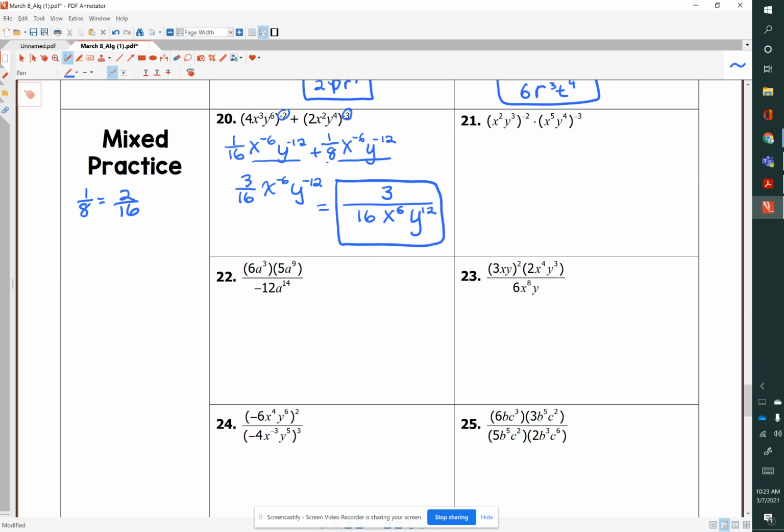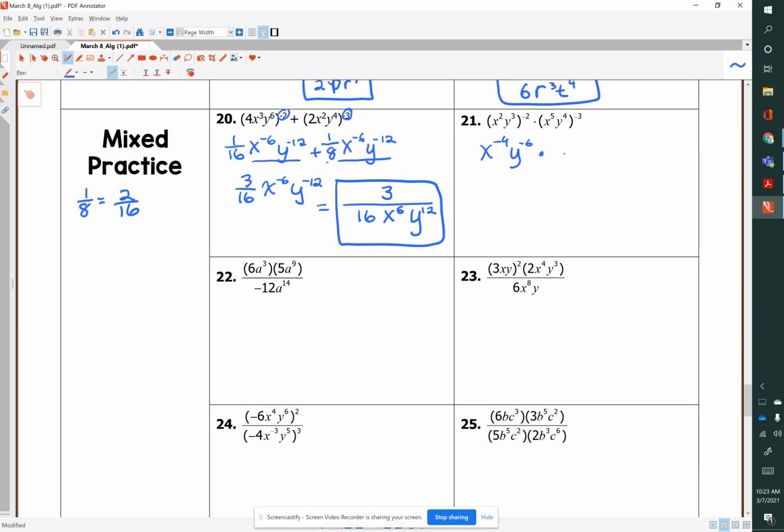Okay, number 21 is very similar, but we don't have any leading coefficients, so in many senses, number 21 is easier. So x to the second, y to the third, all of that raised to the negative 2 power, x to the fifth, y to the fourth, and all of that raised to the negative third power. So x, we start with x. 2 times negative 2 is negative 4. Y, 3 times negative 2 is negative 6.